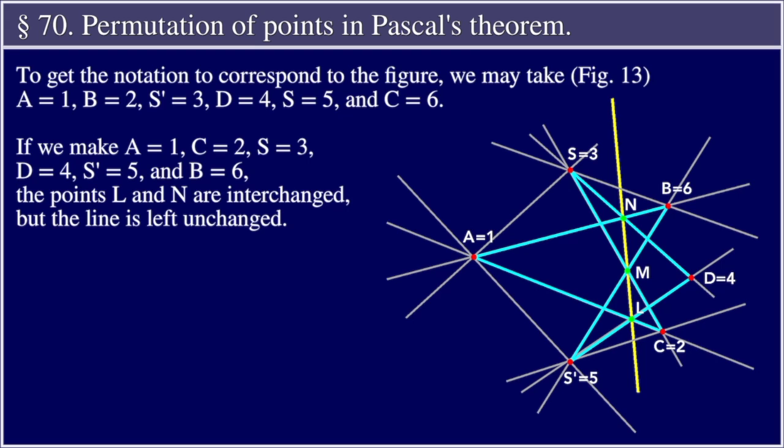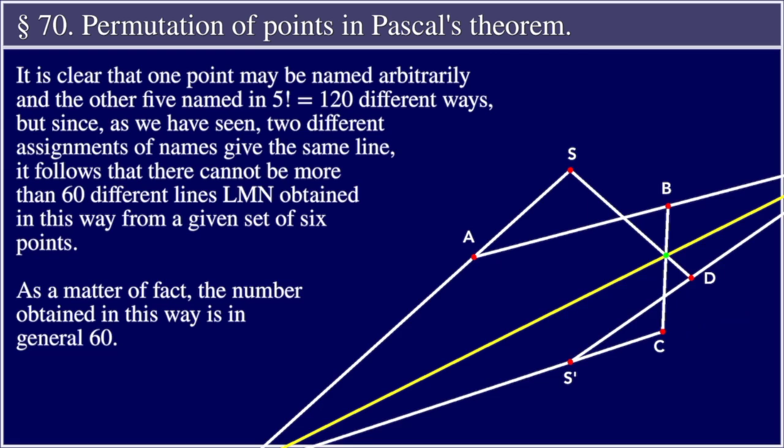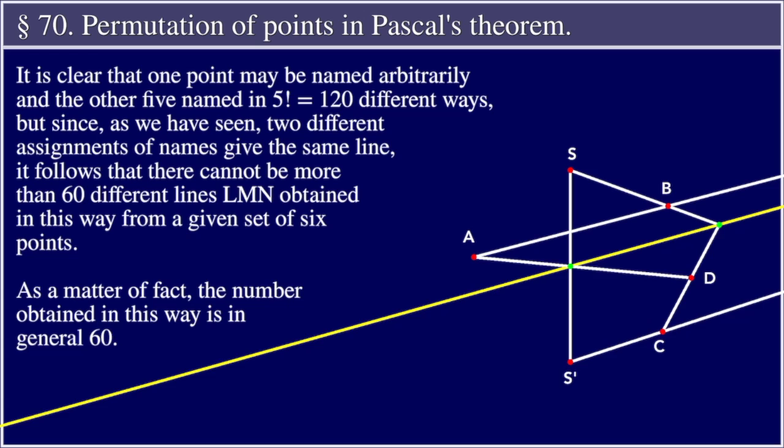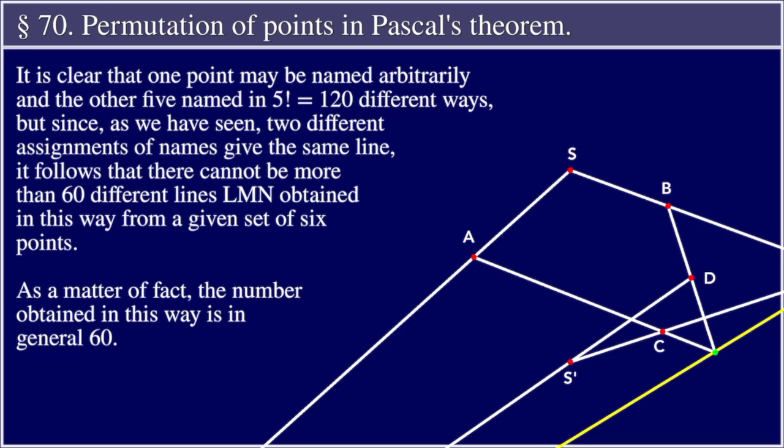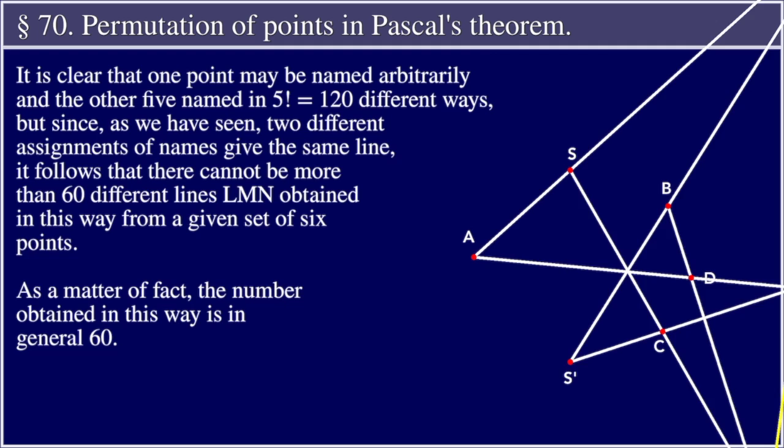It is clear that one point may be named arbitrarily, and the other 5 named in 5 factorial equals 120 different ways. But since, as we have seen, 2 different assignments of names give the same line, it follows that there cannot be more than 60 different lines LMN obtained in this way from a given set of 6 points. As a matter of fact, the number obtained in this way is in general 60.